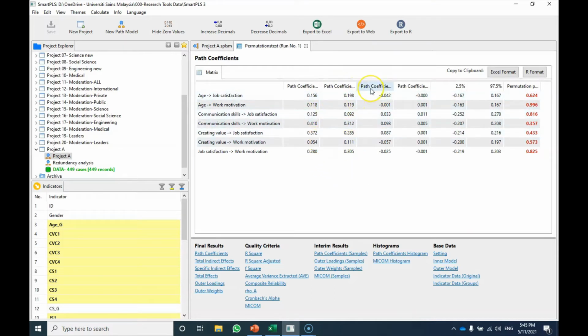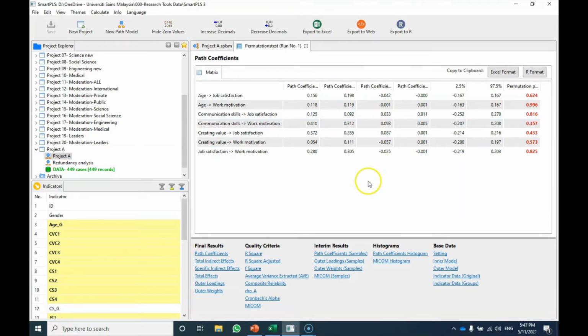Here we have another column which is the path coefficients original difference, which means the path coefficient for group 1 minus the path coefficient for group 2. So here you can see the result. Now this is the original path coefficient difference, and if we want to see whether these differences are statistically significant, we can simply check the permutation p-values, and as you can see, all of these permutation p-values are above 0.05, which means that the path coefficient differences are not statistically significant.